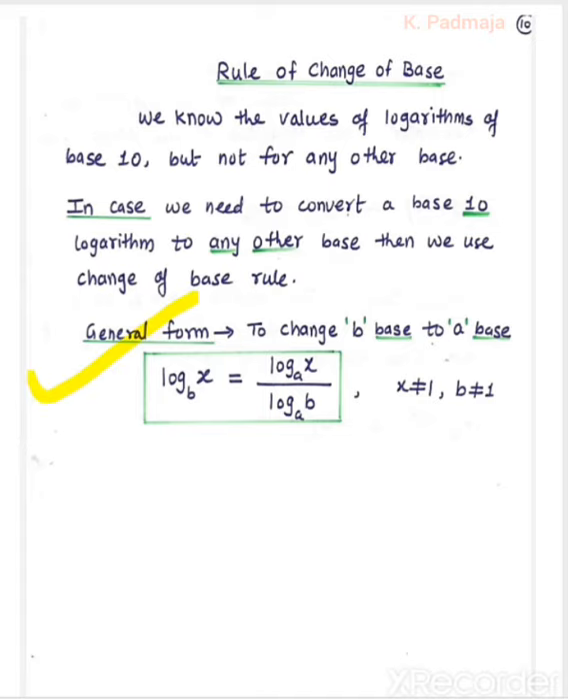Using this change of base rule, there is a formula: log x to the base b, and we have to change this base b to base a. To change base b to base a, we will use log x to the base a divided by log b to the base a. We just have to write log x here with base a, and log b in the denominator with base a, where x is not equal to 1 and b is not equal to 1.